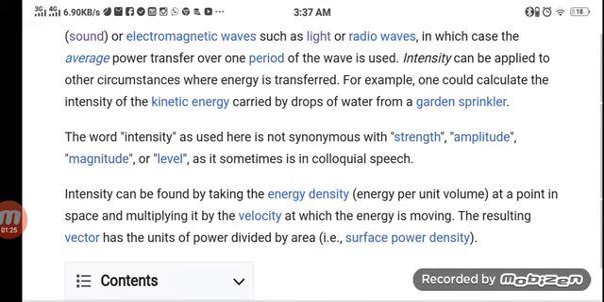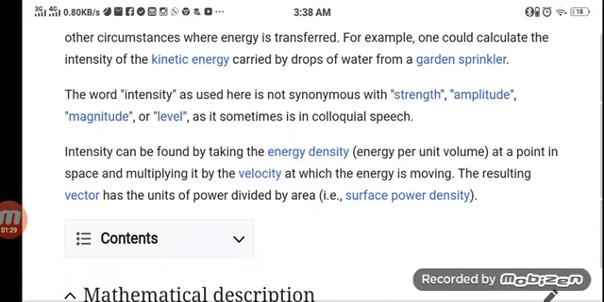Intensity can be found by taking the energy density at a point in space and multiplying it by the velocity at which the energy is moving. The resulting vector has the units of power divided by area, surface power density.